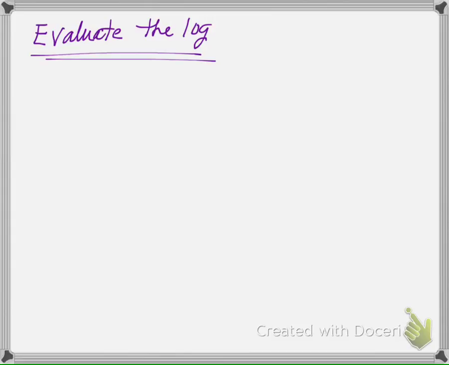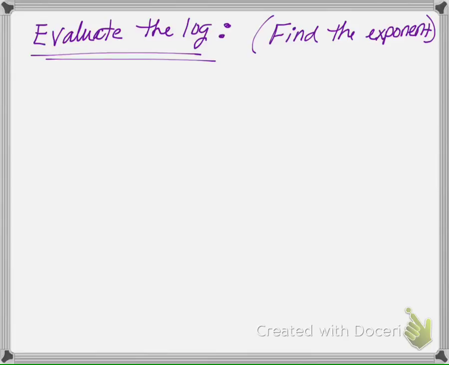So if it says to evaluate the log, here's what they're really asking you to do. Is to find the exponent. Find the exponent. Remember, the answer to the log is the exponent. So if they're saying to evaluate the log, they're wanting you to find out what happens after the equal sign, which is the exponent.